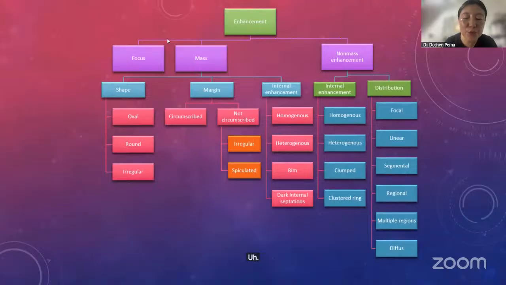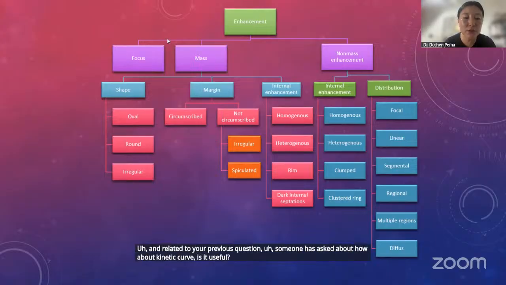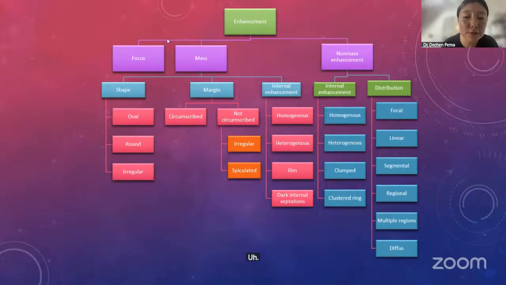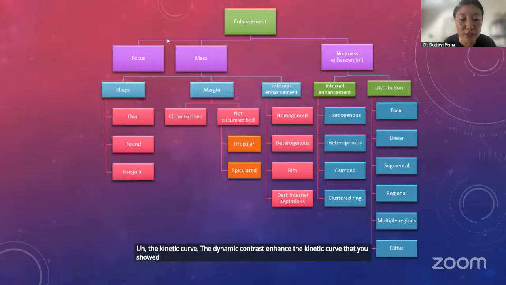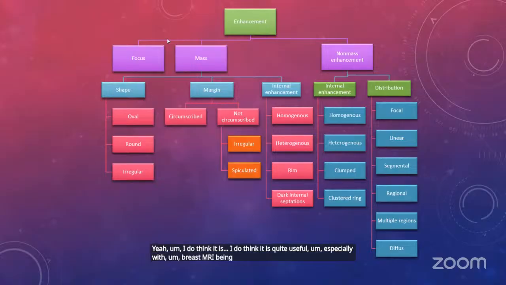And related to your previous question, someone has asked how about the kinetic curve? Is it useful? About what? Sorry. The kinetic curve, the dynamic contrast enhancement kinetic curve that you showed, 1, 2, 3. Yeah, I do think it is quite useful, especially with breast MRI being such a sensitive modality.